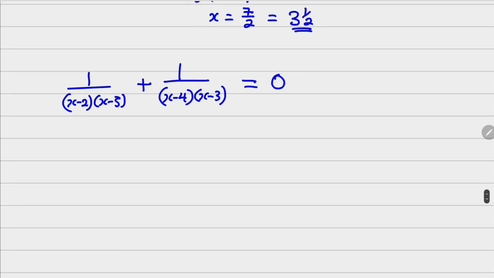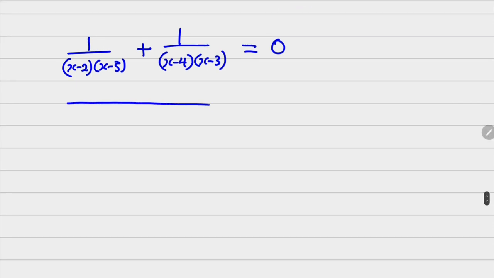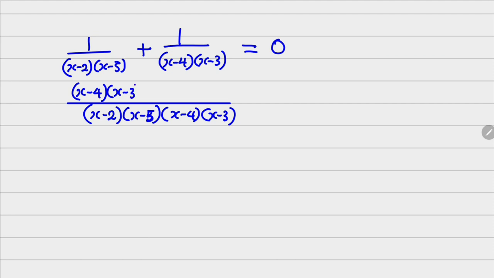Okay, you can move it and cross multiply, but again I can decide that I have an LCM of x minus 2, x minus 3, x minus 5, sorry, then I have x minus 4 and x minus 3 as my LCM. So if I do this, what is going to happen here is that I'm going to have (x minus 4) into (x minus 3) plus, of course, (x minus 2) into (x minus 5). Everything is equal to 0.